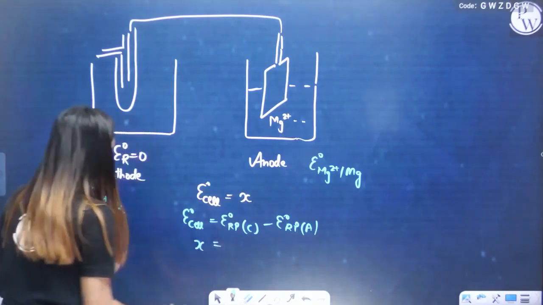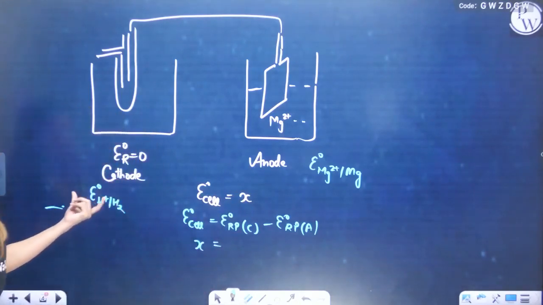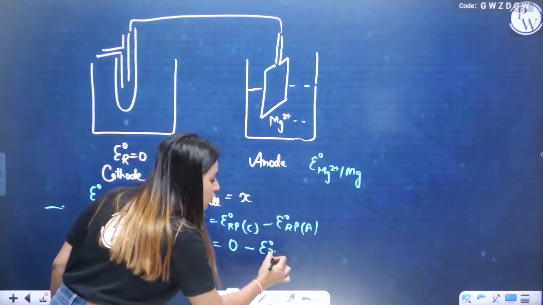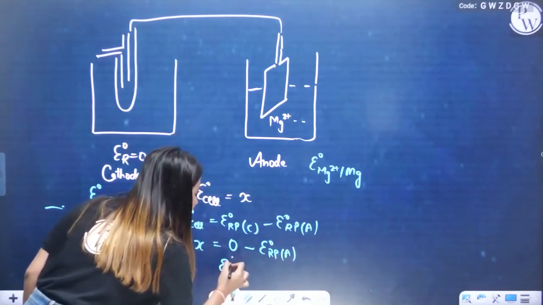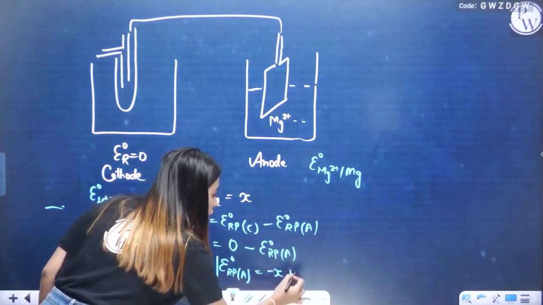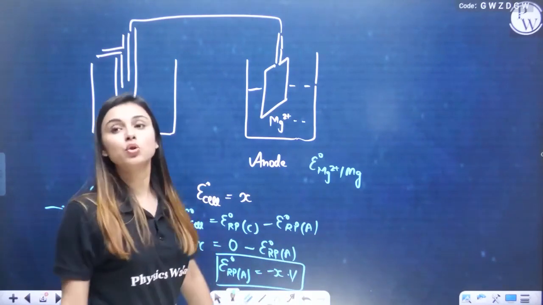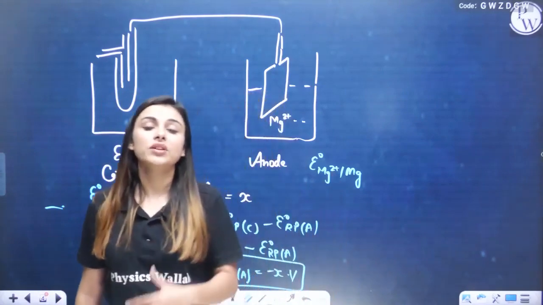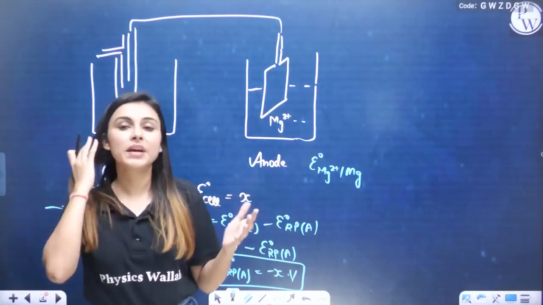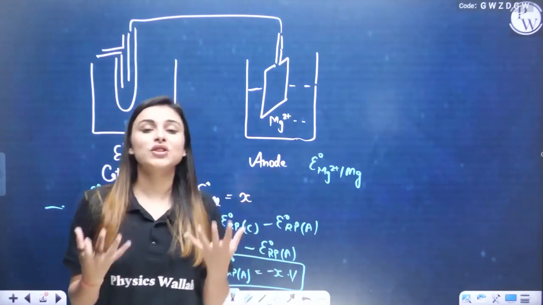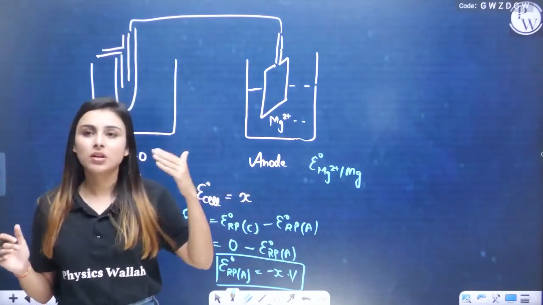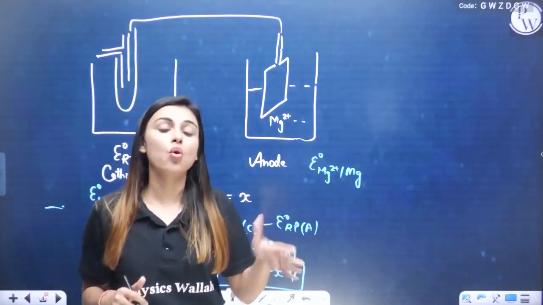I know that my cathode is SHE, the standard hydrogen electrode, so the reduction potential will be 0. So here it is 0 minus E naught reduction potential of anode. From here we can say that E naught reduction potential of anode will be equal to minus X volt. So this is how you can use SHE and calculate the reduction potential of various other elements. This is the major use of SHE: we take the 0 value so that you can give relative values to all the other elements.